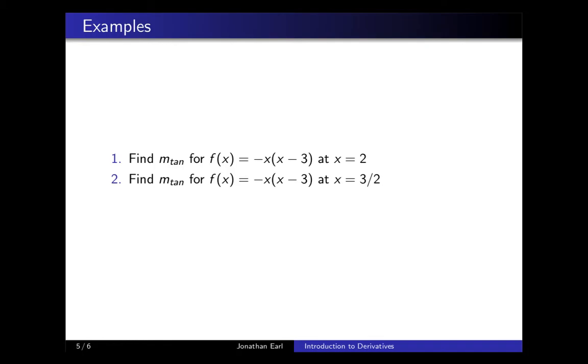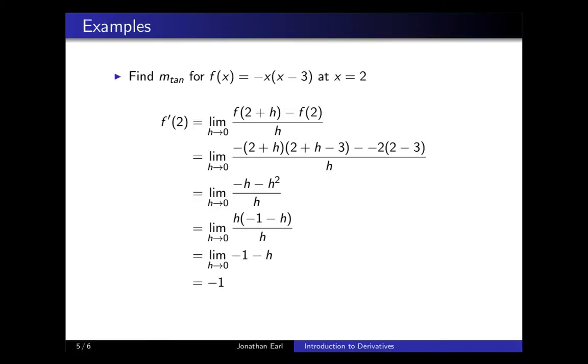Okay, so we can go about finding some examples of derivatives for our function at various points. We'll start off by finding the derivative for minus x times (x minus 3) at the point x equals 2, and then do the same kind of thing for x equals 3 halves. First we start off with our limit definition. So we have that f prime of 2 is equal to the limit as h goes to 0 of f of 2 plus h minus f of 2, all divided by h.